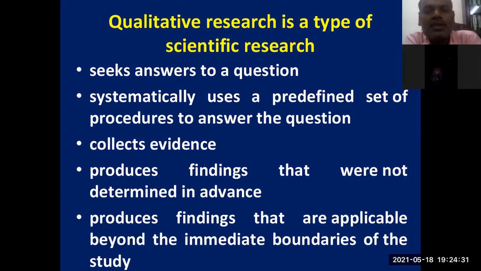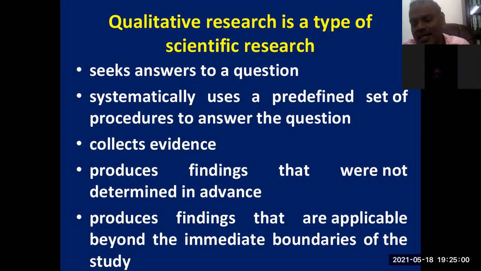So qualitative research is a type of scientific research. Qualitative research is also considered scientific research, though it is not measurable, though it is not quantified. It is process oriented. It is not possible to measure, but certain techniques are there to measure, though it is not commonly measurable.